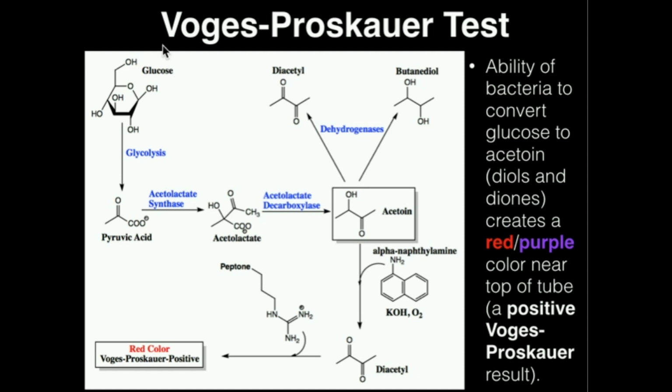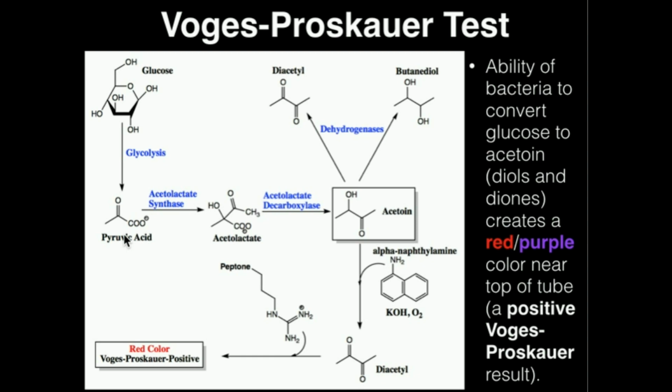All right, so let's go over some basics of bacterial metabolism that you may not have seen yet. We know glucose can be converted to pyruvic acid through the process of glycolysis. When we looked at the methyl red test, that pyruvic acid could be converted to mixed organic acids. And if it turned red, it was going to be a positive methyl red test.